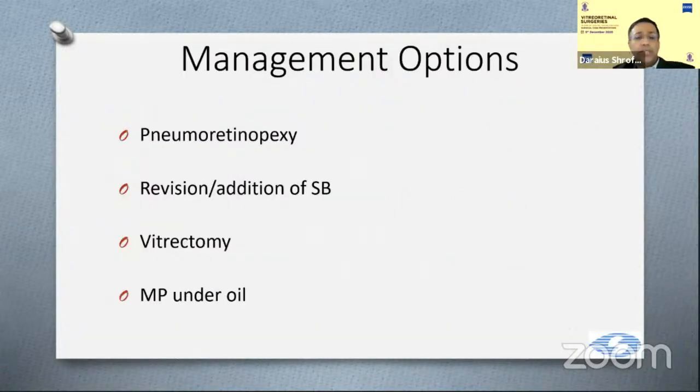How do we manage this? You can either inject a gas and do a pneumoretinopexy, you can revise or add a scleral buckle, you can do a vitrectomy, or you can do membrane peeling under oil. I'll be showing surgical videos of all these steps.